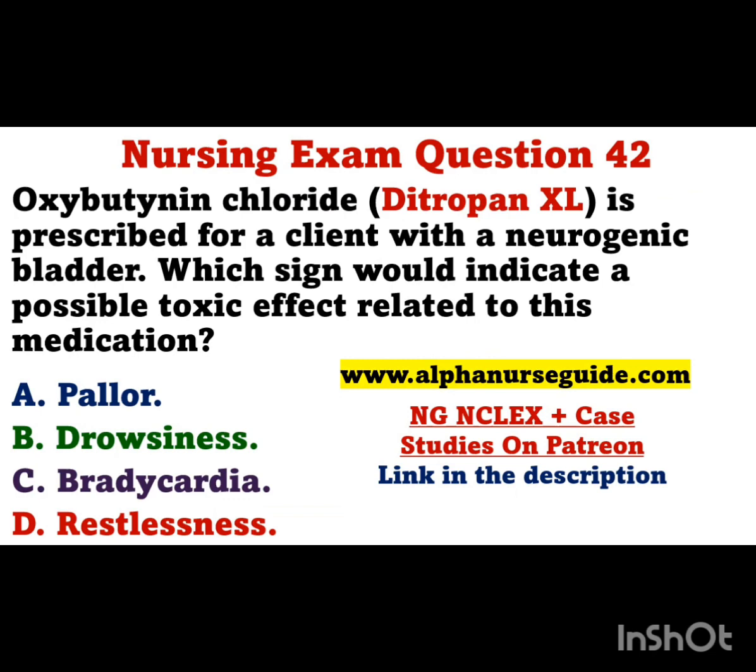Oxybutynin chloride is prescribed for a client with a neurogenic bladder. Which sign would indicate a possible toxic effect related to this medication? A. Pallor. B. Drowsiness. C. Bradycardia. D. Restlessness.